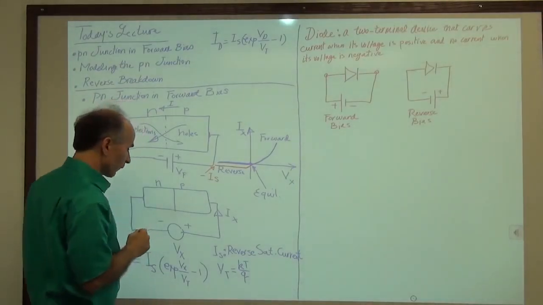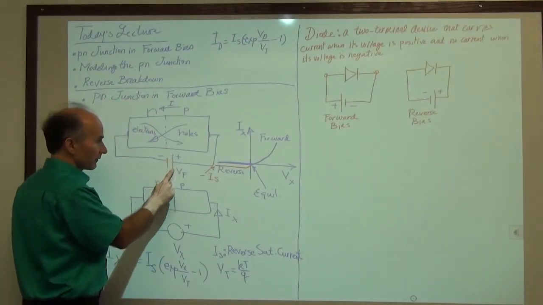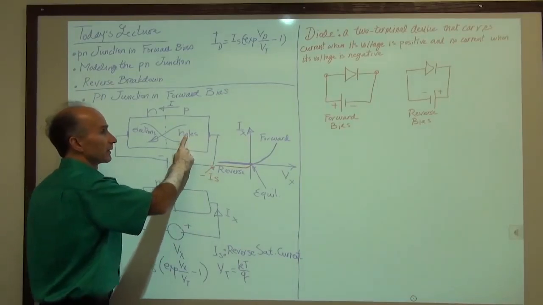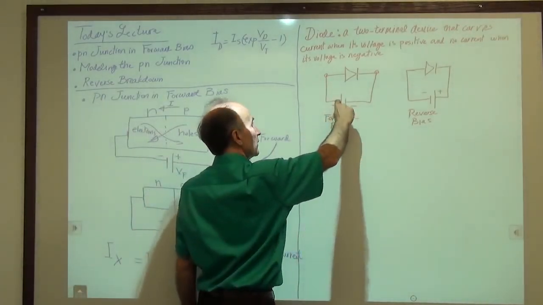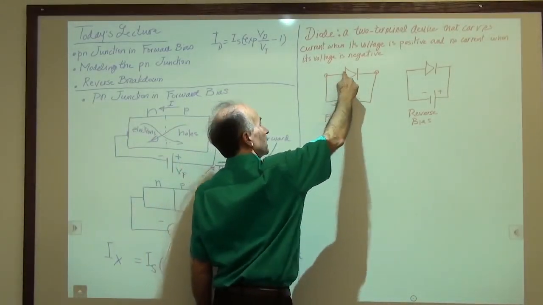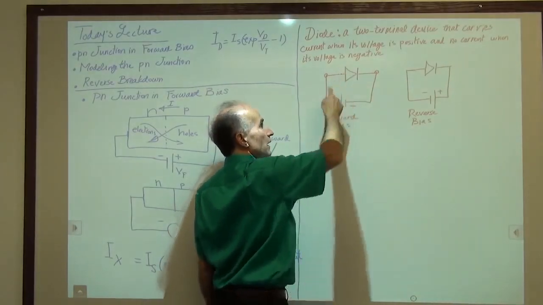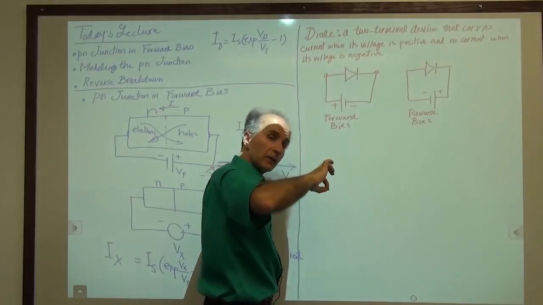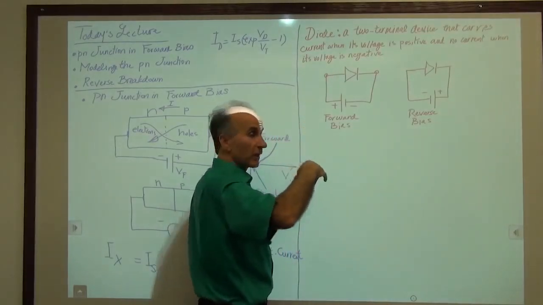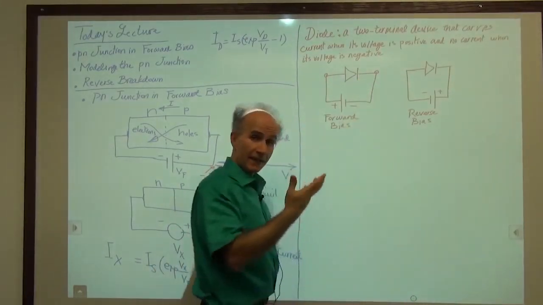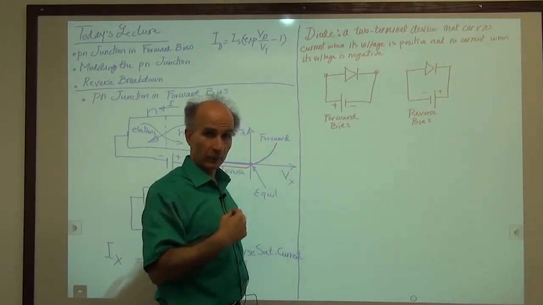Well, remember, for forward bias, the positive of the battery has to go to the P side. So this terminal, or this arrow if you want, represents the P side of the diode, or the P side of the junction, and this terminal represents the N side of the junction. That's how we have to memorize it.